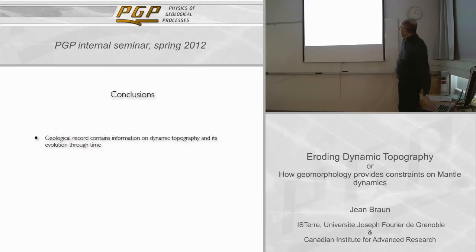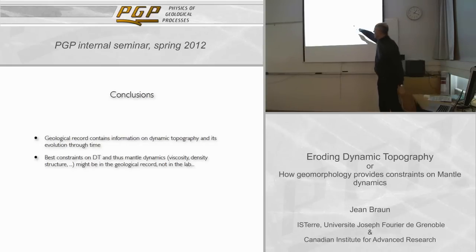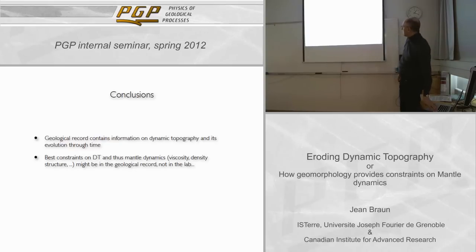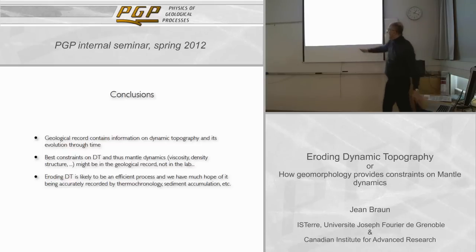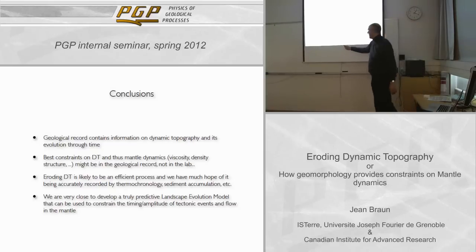And I'm already quite over time. This is just a repeat of what I said. Dynamic topography, our best bet to actually constrain it is from geological observations. Eroding dynamic topography is, I believe, very efficient. And then we can use our normal tools to constrain it, like thermochronology, sediment accumulation. And I think we're not close.